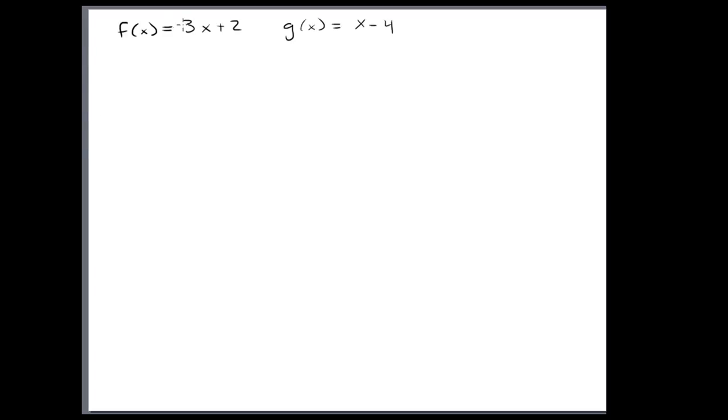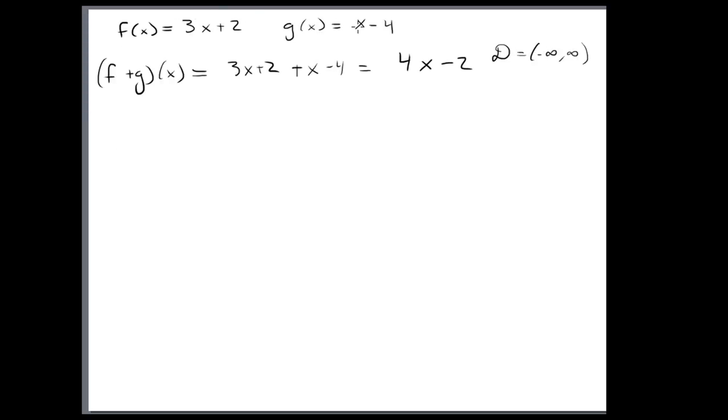In this video, we're going to work with f of x equal to 3x plus 2 and g of x equal to x minus 4. I'm going to start by finding f plus g of x. I'm going to take f of x, 3x plus 2, and add to it g of x, x minus 4, and we're just going to combine like terms, get 4x minus 2. And the domain here is going to be all real numbers.